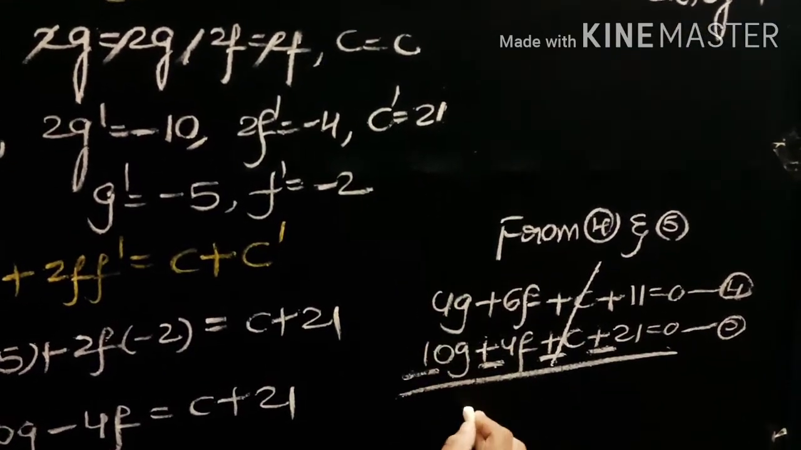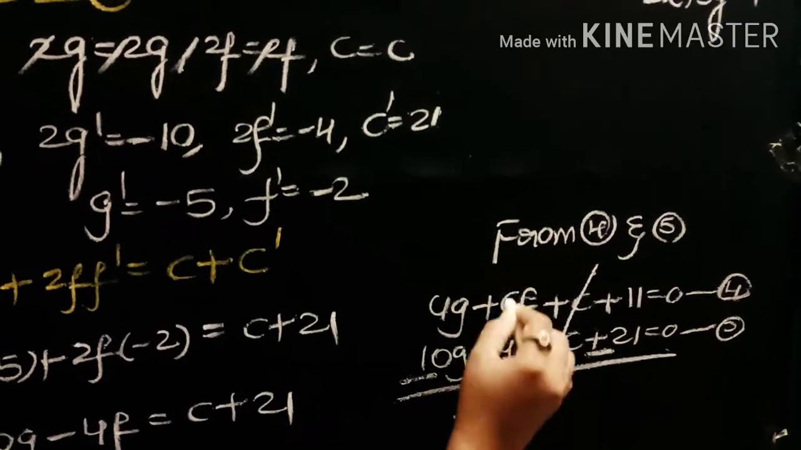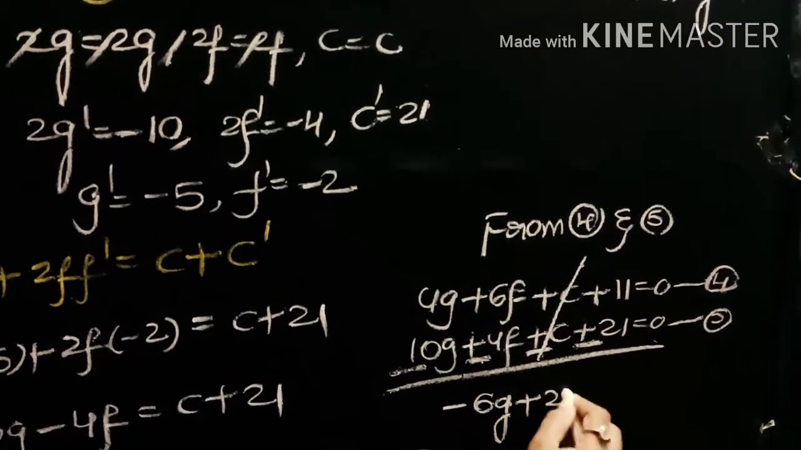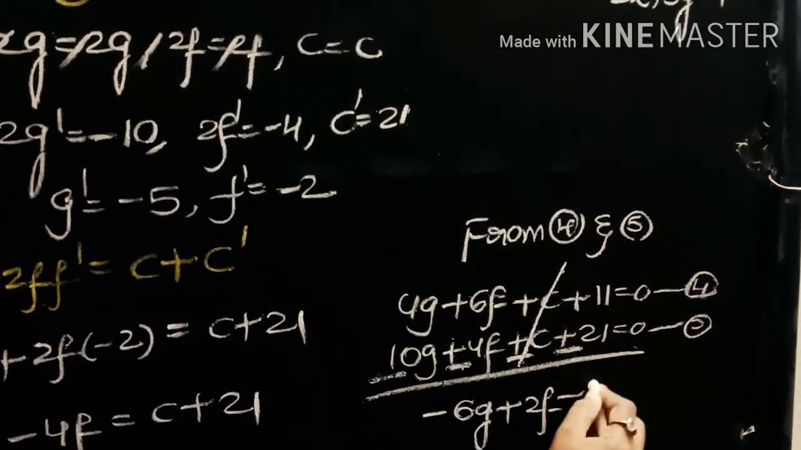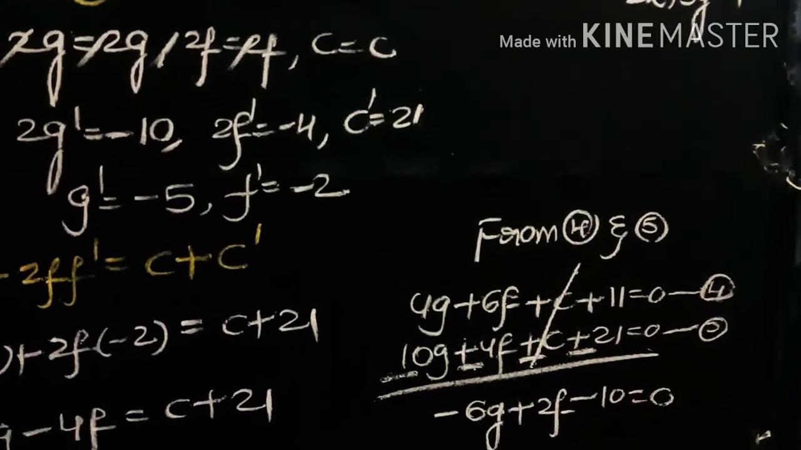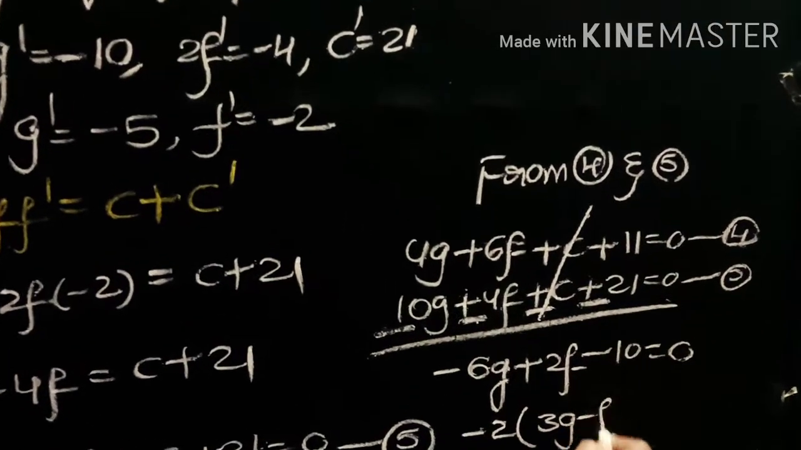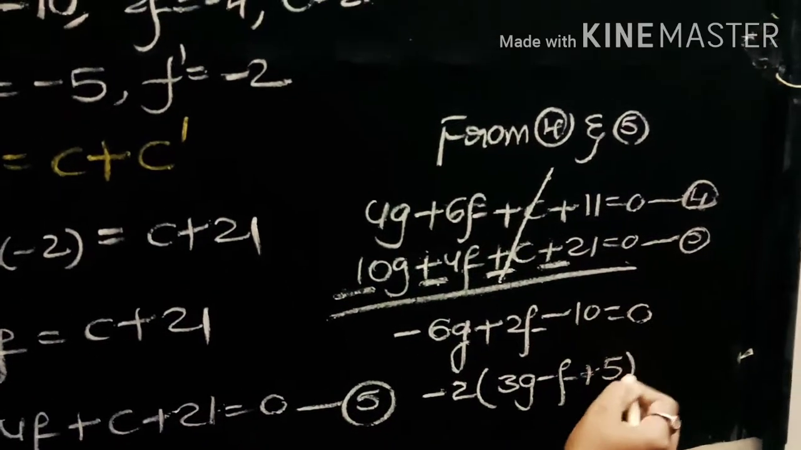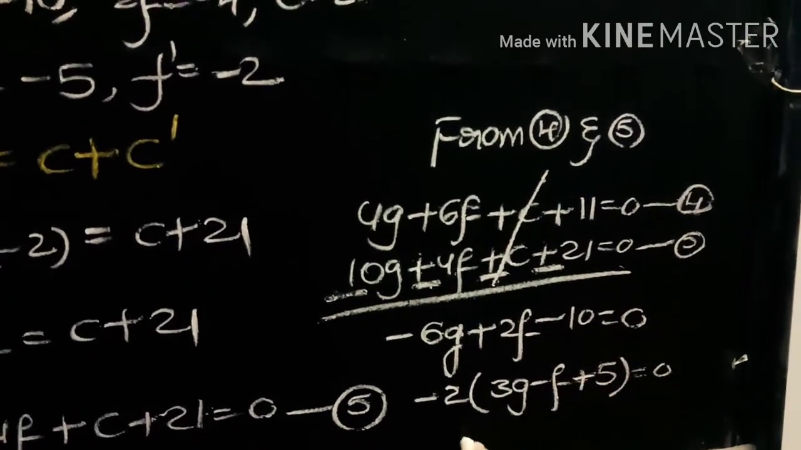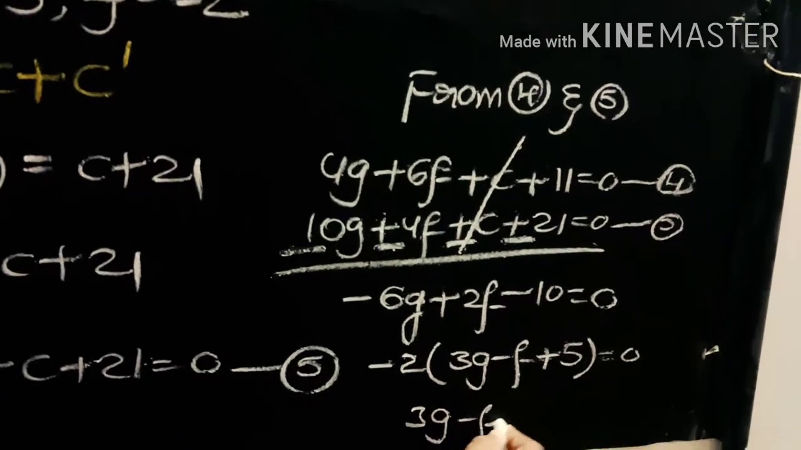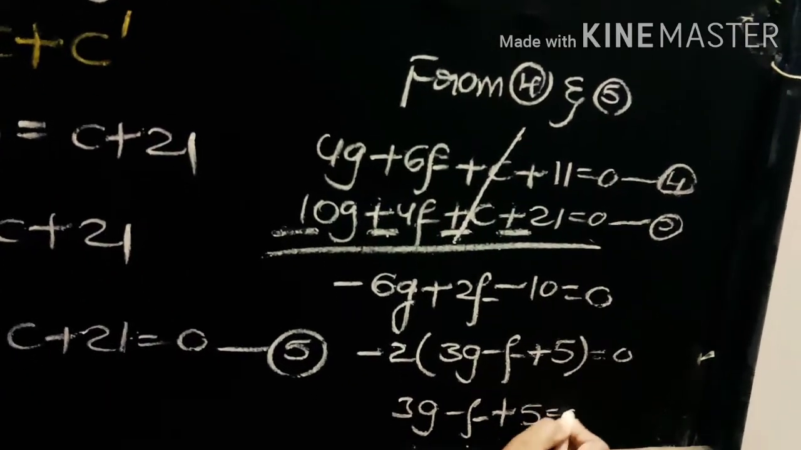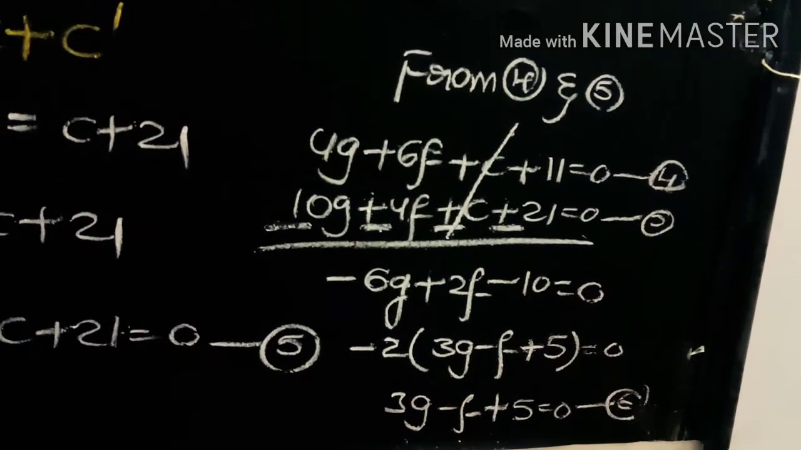Now this is 4g minus 10g, which is minus 6g, 6f minus 4f, that is plus 2f, 11 minus 21 is minus 10, equal to 0. Now taking minus 2 common, minus 2 into (3g minus f plus 5) equals 0, that is 3g minus f plus 5 equals 0. So equation 6.